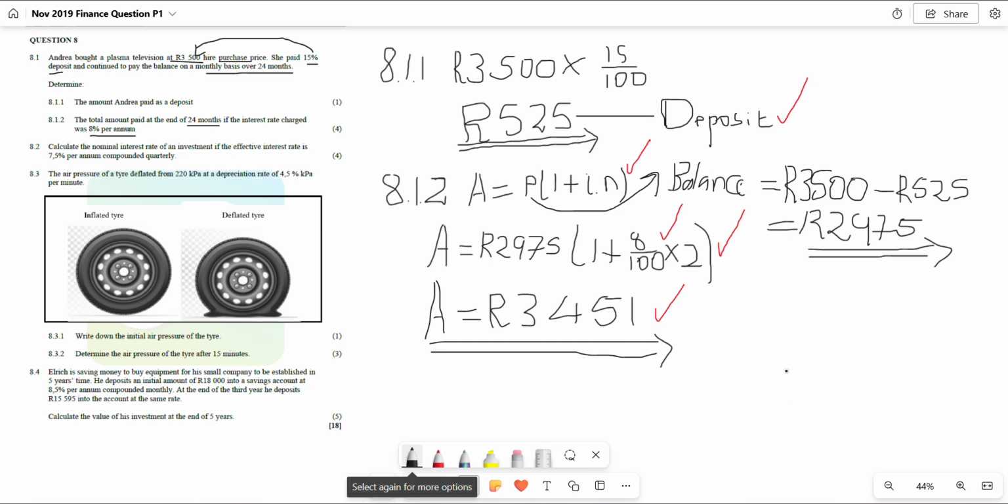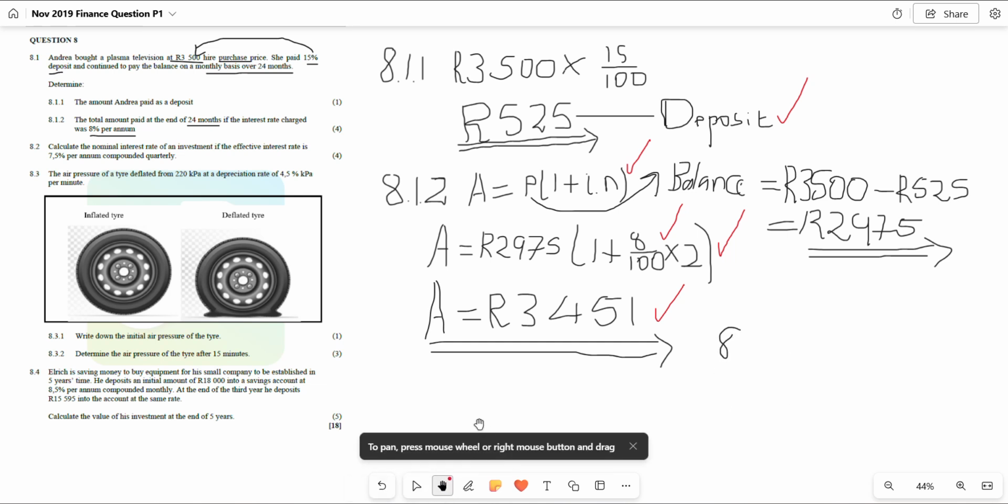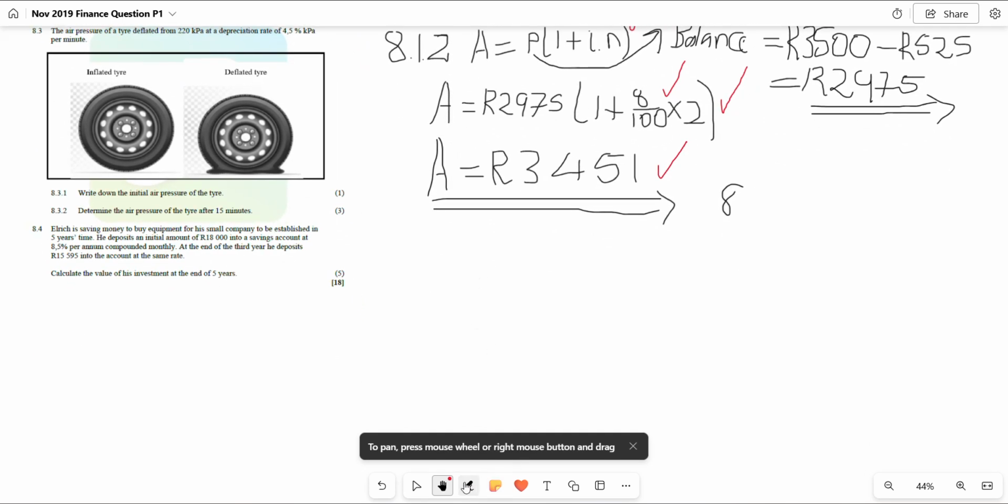Then we are still moving. We go to 8.1.3.